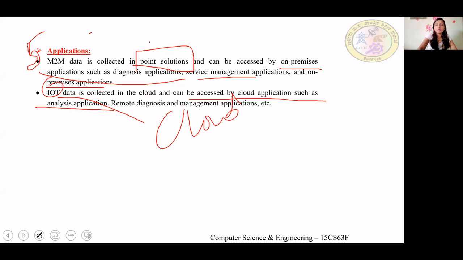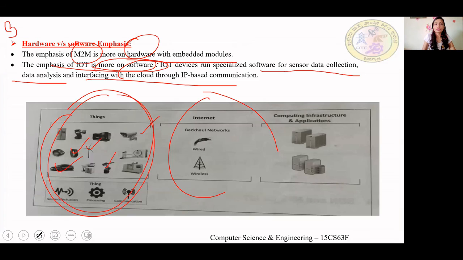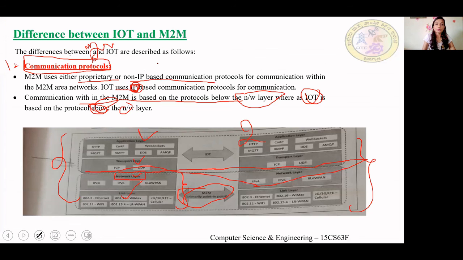In application, in M2M, you will have point solution. So these were the differences between IoT and M2M. First one is about communication protocol. In M2M, we use proprietary or non-IP based protocols. Last class we saw those: Zigbee, Bluetooth. Okay, all those we can use. In IoT, we use IP based protocols. Again, one more thing you have to remember is communication in M2M is based on protocols below the network layer. In IoT, it is above the network layer.